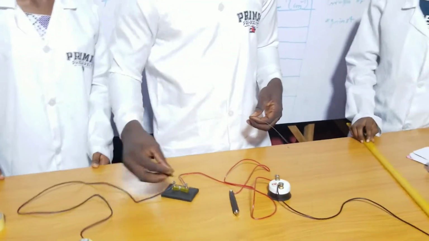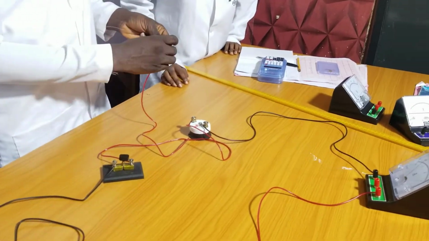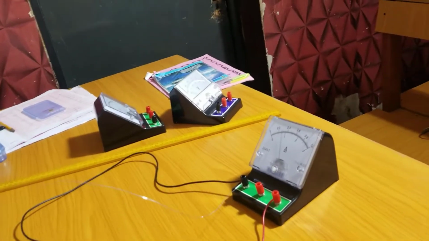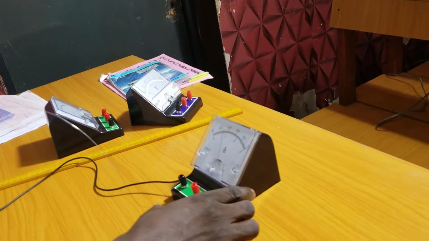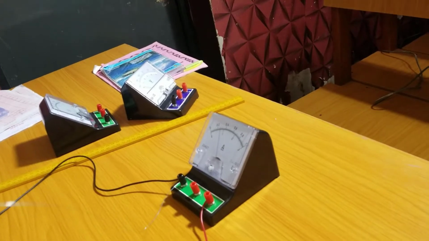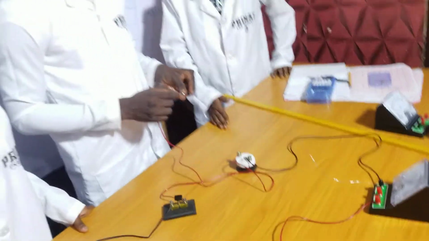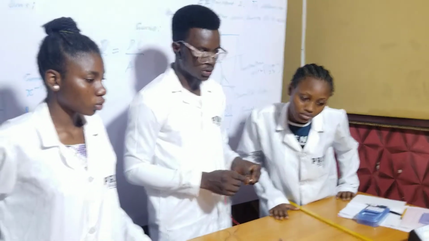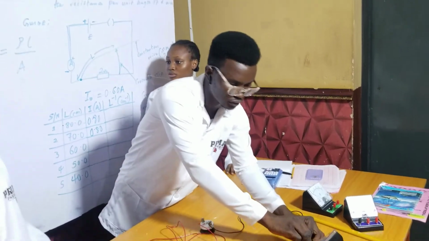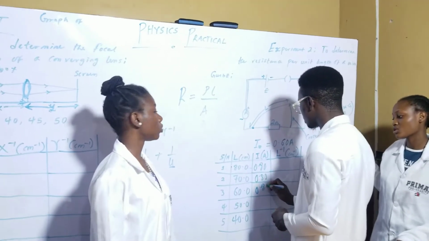So at 60 centimeter, our key is plugged, and that still remains the same. What do we have? That is 0.81. Check it properly. Yeah, 0.81. So it's 0.81. So it's fluctuating. So 0.81.